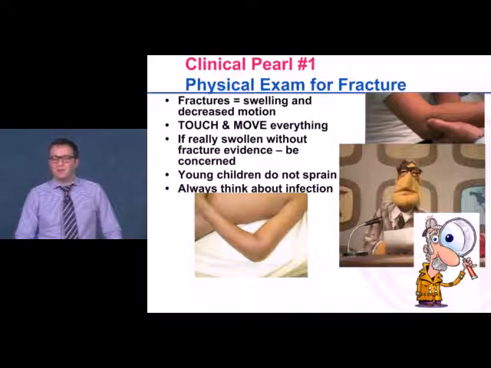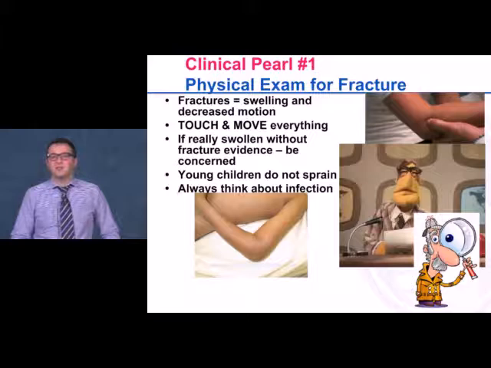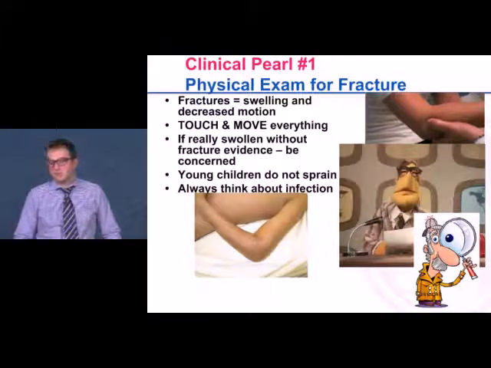Some of this may be fairly obvious to you, but fractures are associated with swelling and decreased motion. This is not a news flash, but essentially fractures are associated with swelling. And so even if a radiologist says they think they see a fracture, if clinically the child has no swelling, the likelihood of a fracture is low. Most healthy children do not break their bones without trauma. So the keys are looking for swelling, looking for decreased motion, hone up on your physical exam skills.